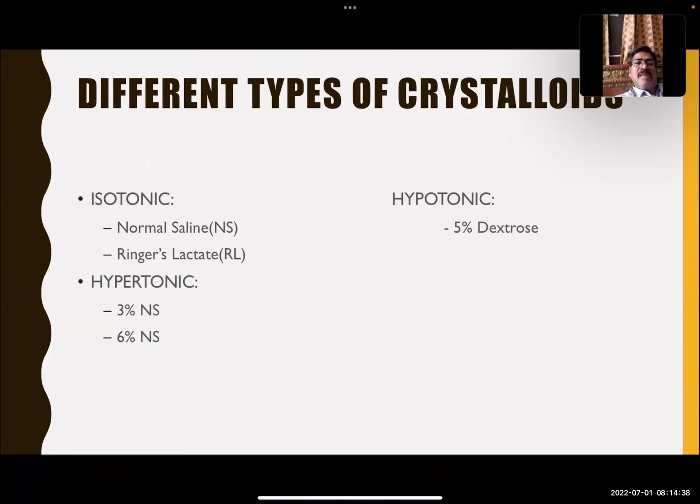And different types of crystalloids that are available are isotonic to our body, hypotonic to our body, and hypertonic to our body. In isotonic, we have normal saline, Ringer lactate, and Hartmann's fluid. In hypotonic, mainly 5% dextrose, and hypertonic is 3% NS and 6% normal saline.